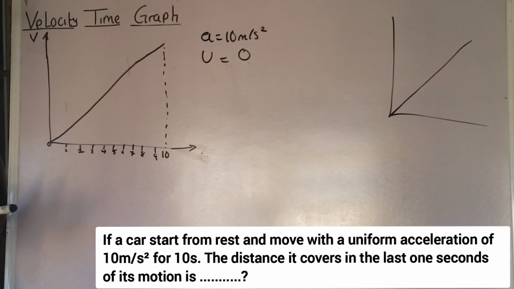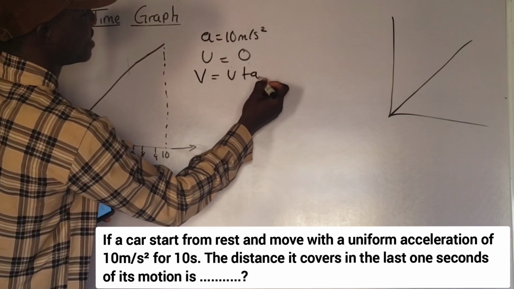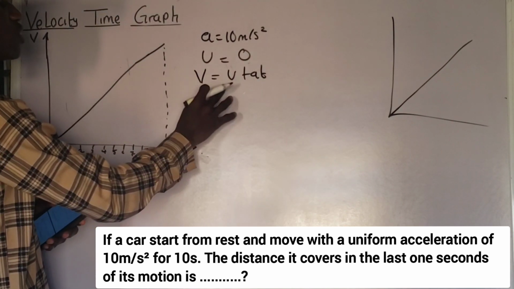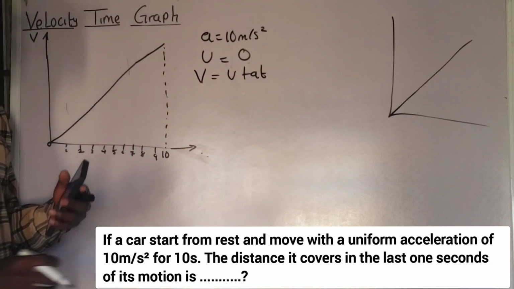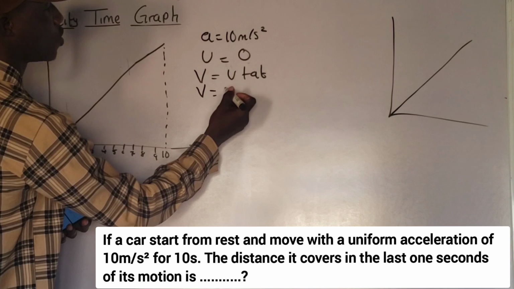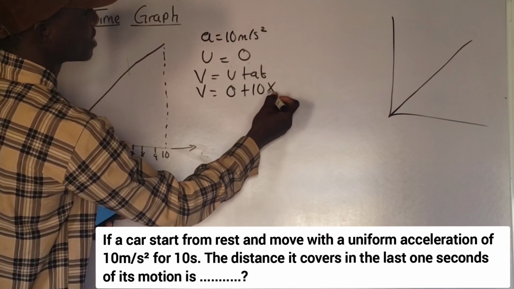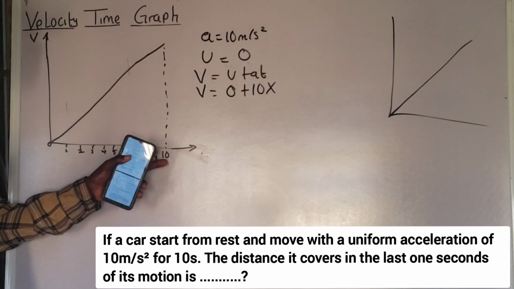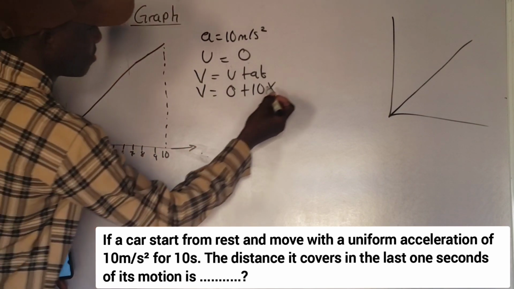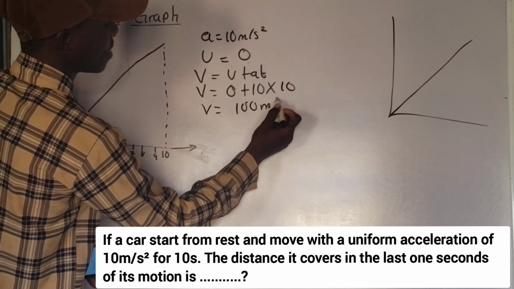Since we are given that the car starts from rest, from the equation of motion, the first equation of motion says v equals u plus at. That is, the final velocity is equal to initial velocity plus the product of acceleration and time. Now, for this, v equals 0 plus at. a here will be what? 10. 10 multiplied by t. t is what? 10. So 10 multiplied by 10 will be what? 100. So v is equal to 100 meters per second squared.